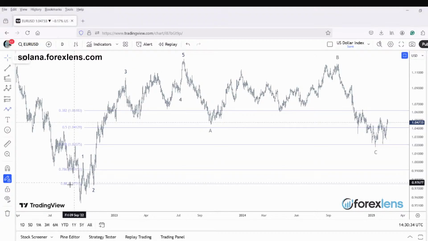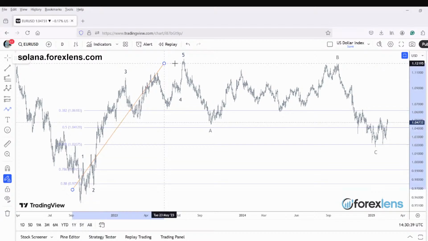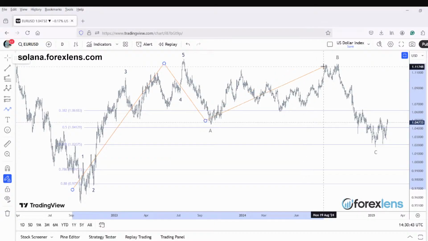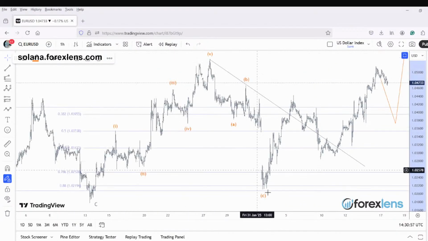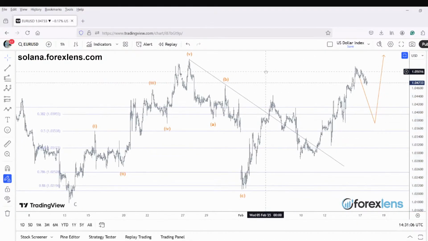Euro USD, a larger degree trend up, followed by a three-wave corrective decline, bouncing right at this Fibonacci 61.8%. And what we have on the right-hand side is also in line with the lower degree waves ones and twos. Possibly we've got another wave one and two, and the third wave is just around the corner, as we explained last session as well.